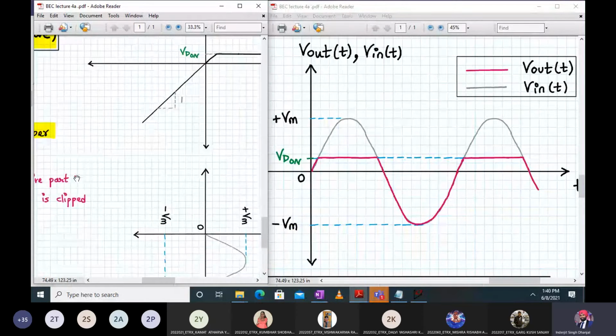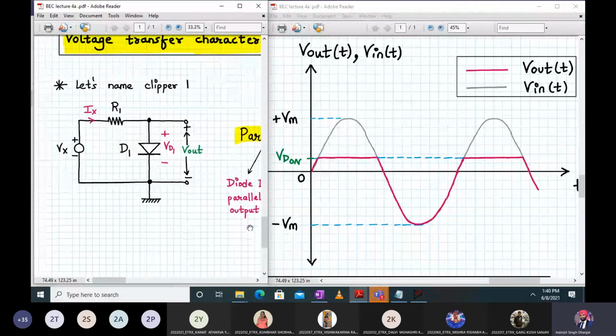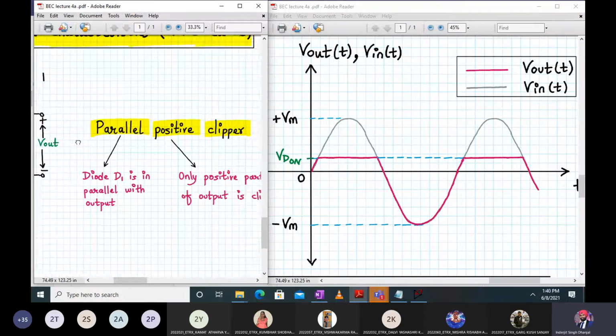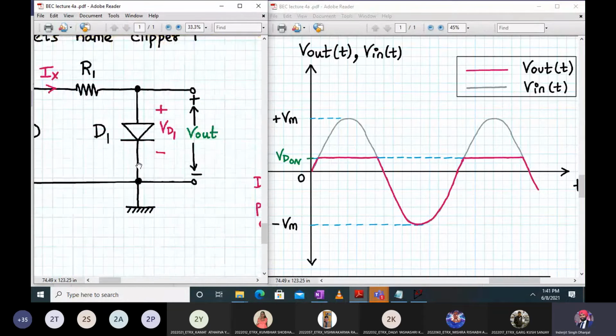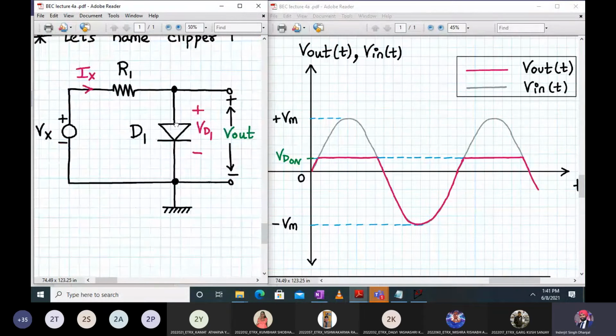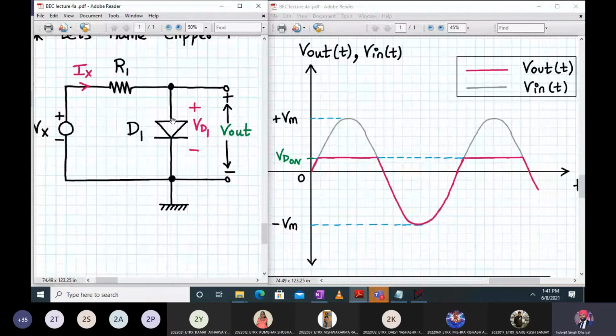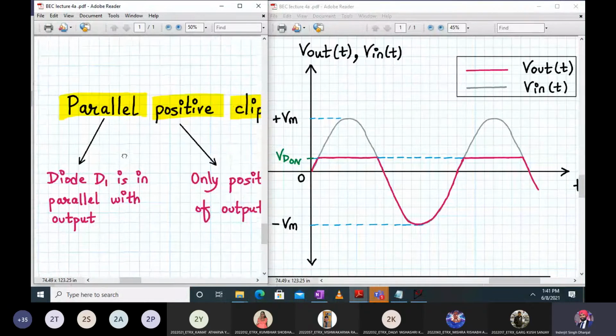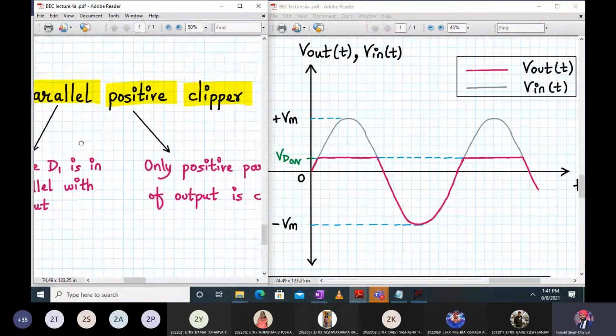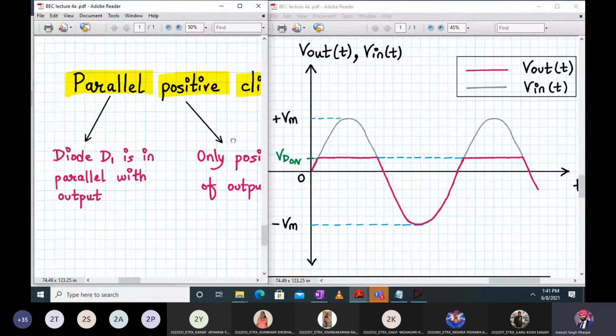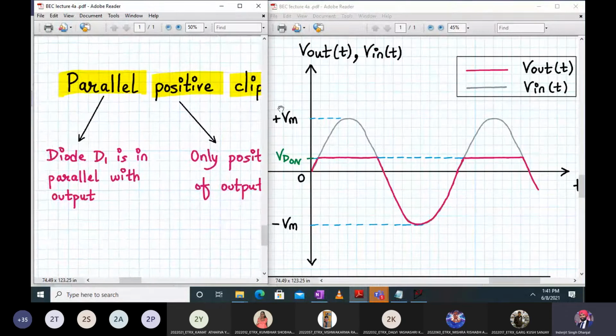Based on its output waveform, how will you name it? So let's name it clipper number one. Over here, this is called a parallel positive clipper. Why parallel positive clipper? First of all, the diode is connected in parallel with the output, hence parallel clipper. Now, why positive clipper? Because it is clipping the positive portion of the output waveform. Hence the name parallel positive clipper.